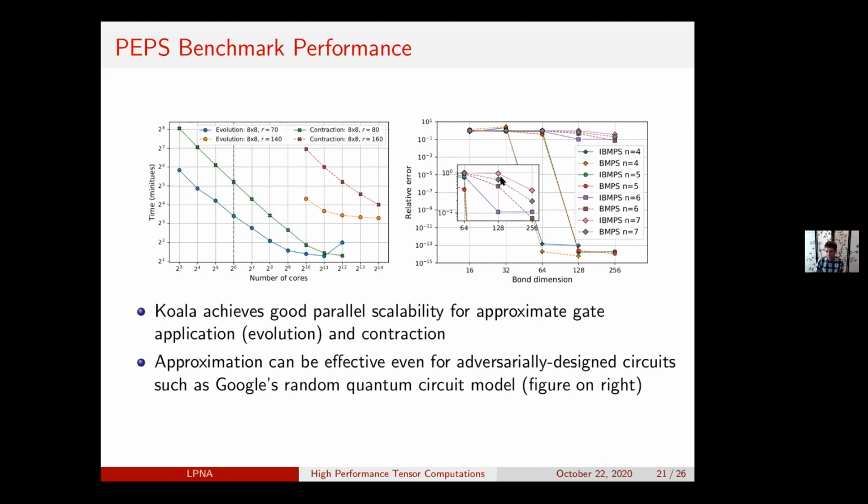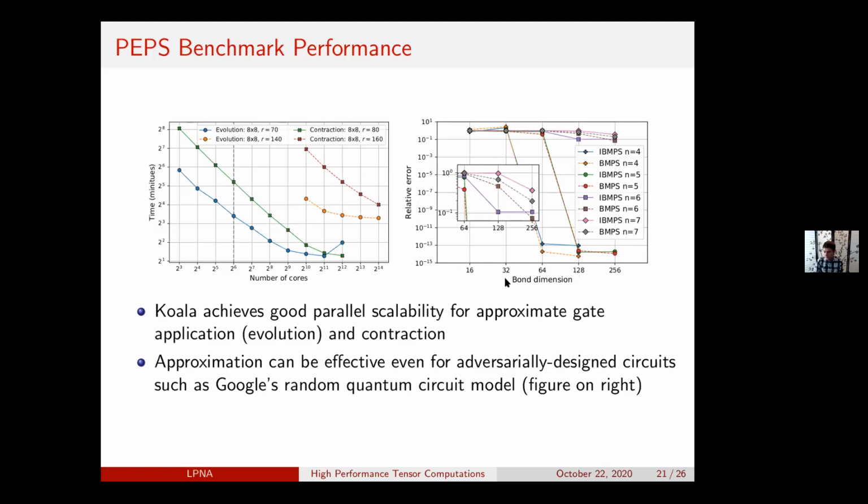We also try to measure the error that this PEPS-based simulation method gets if you try to use it to simulate Google's random quantum circuit benchmark, which is a circuit that's designed to be very difficult to approximate and is intended to demonstrate, in a sense, a faster speed of a quantum machine over a classical machine. So this is kind of an adversarial problem for our simulator.